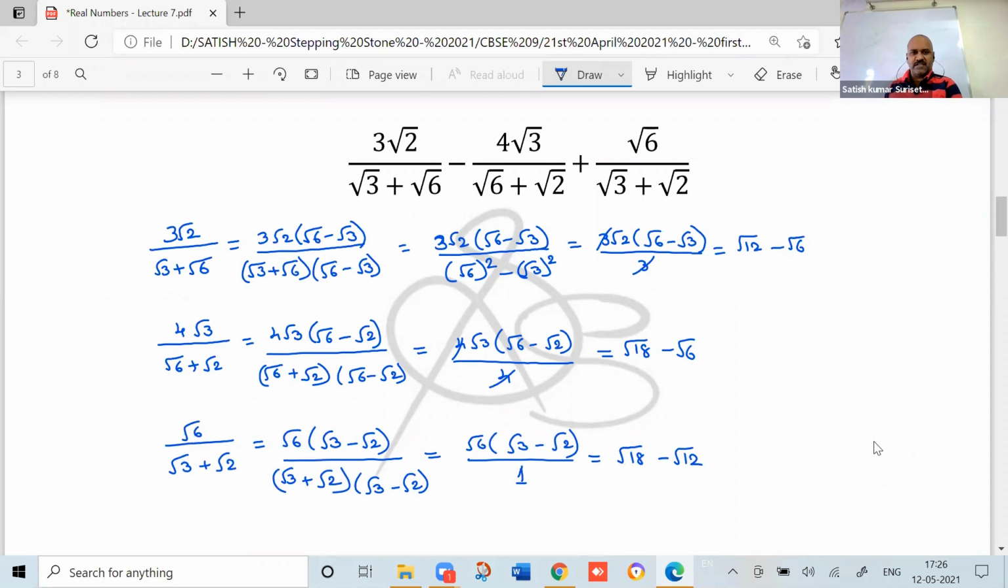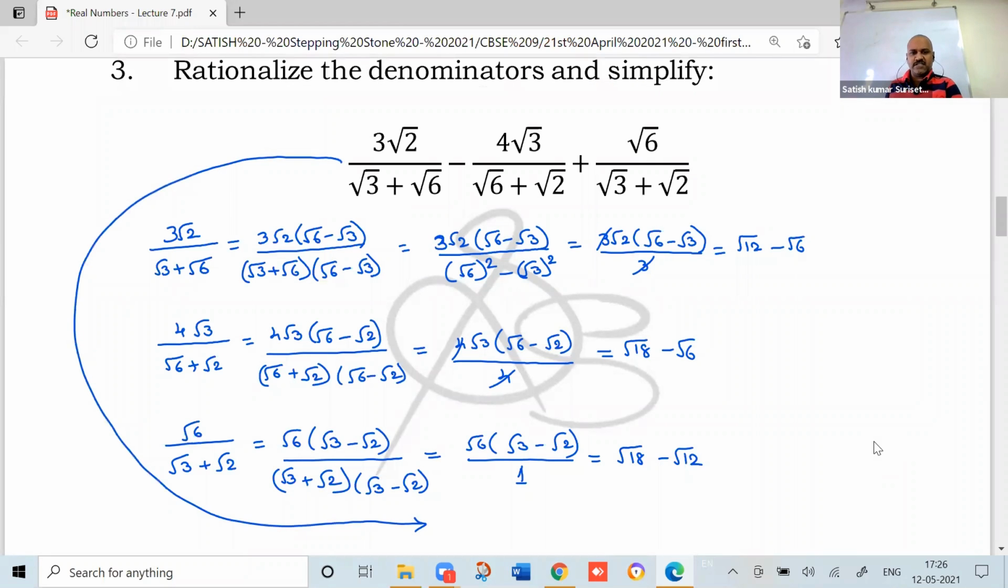Now substitute in this. So the first term is root 12 minus root 6. Second term is minus half. So minus half this. So minus root 18 plus root 6. Third term is plus root 18 minus root 12. Now check the terms. Minus root 12 plus root 12, minus root 6 plus root 6, minus root 18 plus root 18. So it is 0. Check all of your calculation part, whether you have done the same or not.